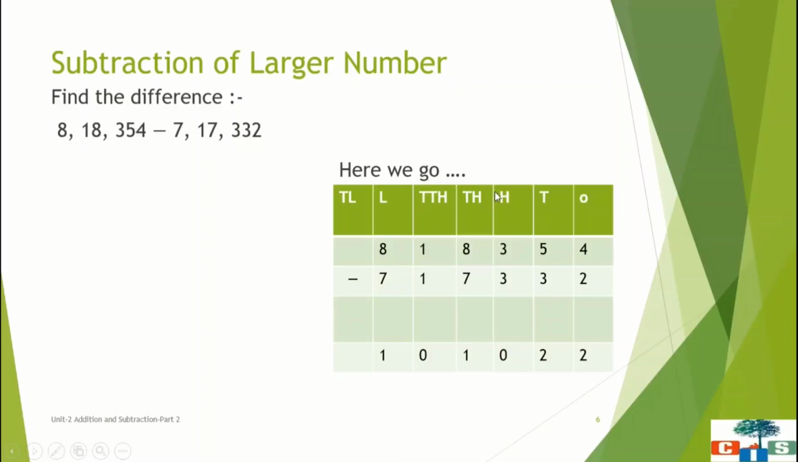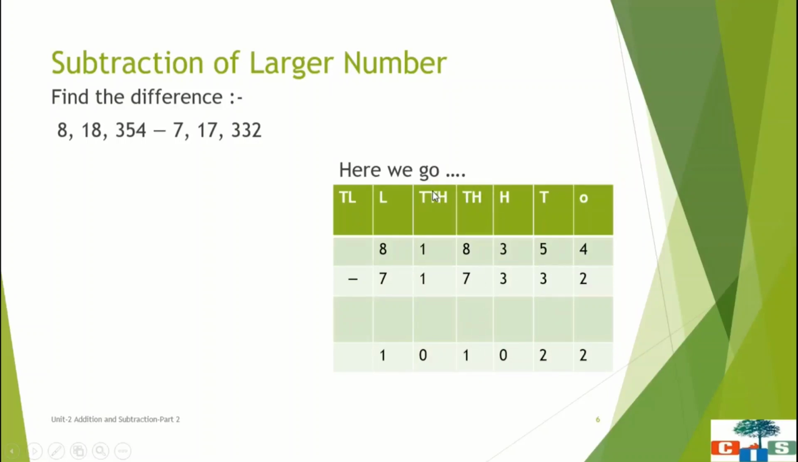Now we'll go to the hundreds place. Here we observe that the minuend and the subtrahend are same. So what will be the difference? The difference will be 0. So 3 minus 3 is 0. Now we'll go to the next place value, that is 1000. The digits at thousands place are 8 and 7, so 8 minus 7 is 1.